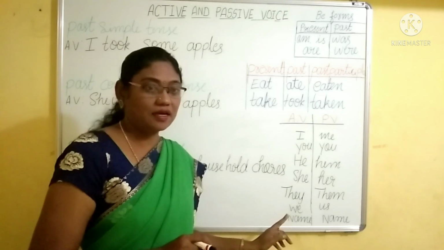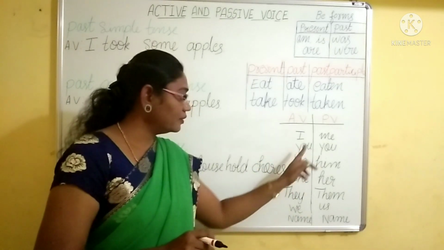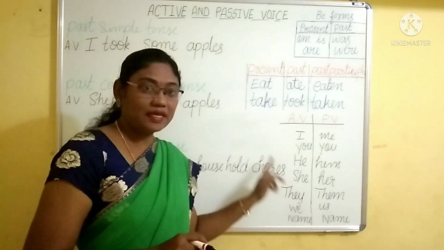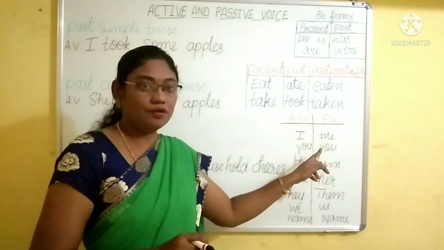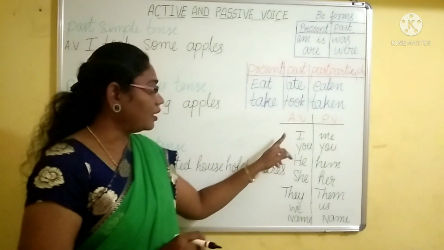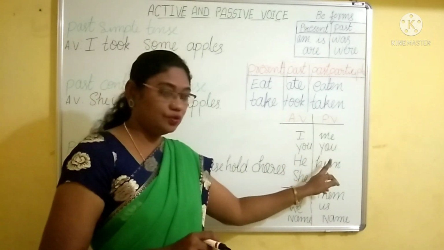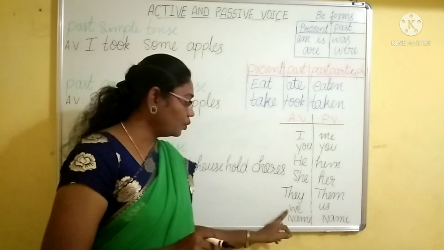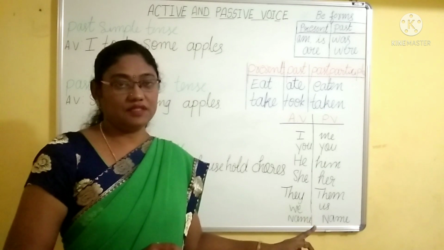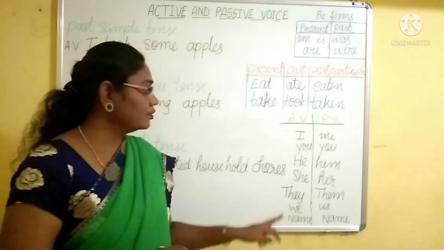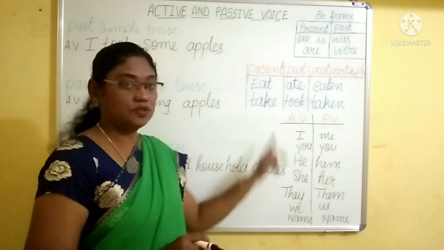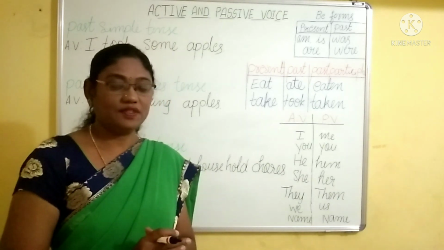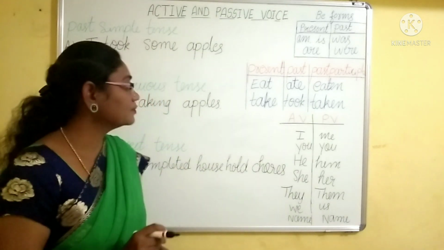Now what is this? This is the list of subjective pronouns and possessive adjectives. How will the pronoun in active voice be modified into passive voice? I becomes me, you stays you, he becomes him, she becomes her, they becomes them, we becomes us, and it stays as it is. So these are the steps to be followed while changing active voice into passive voice. Let's look into some examples.